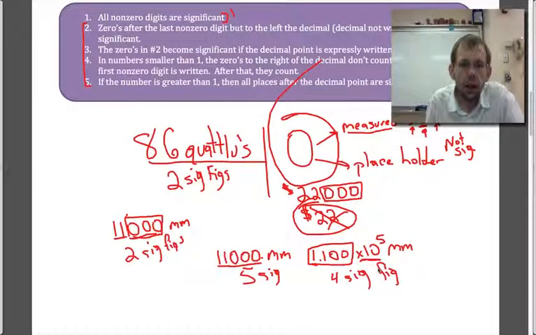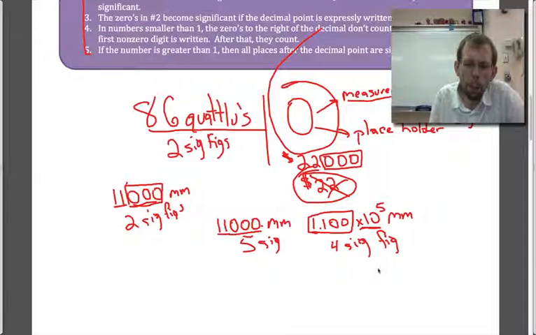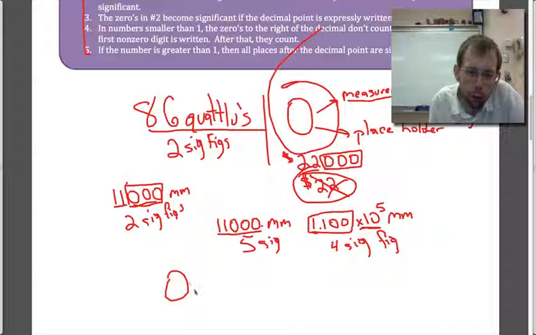Okay? How about numbers smaller than that? How about like 0.00551 kilograms?